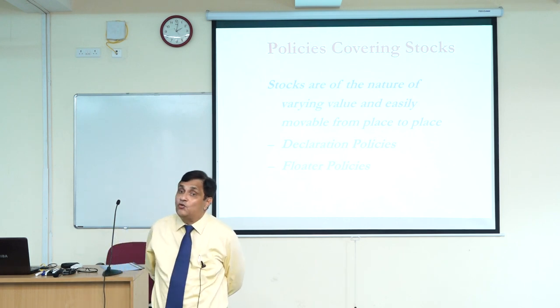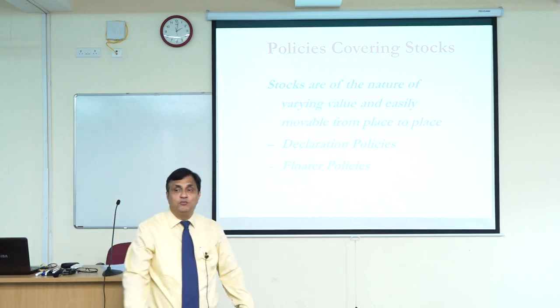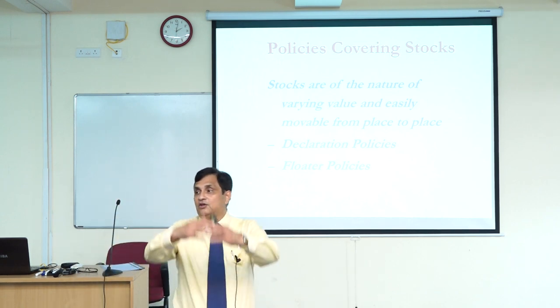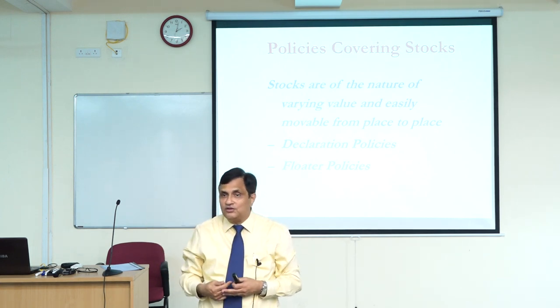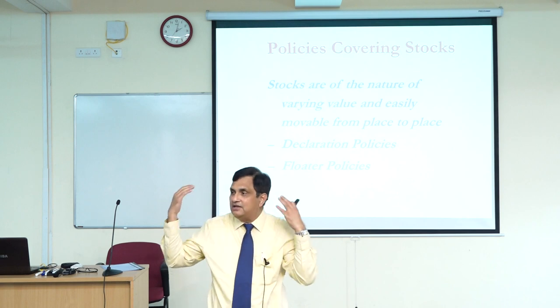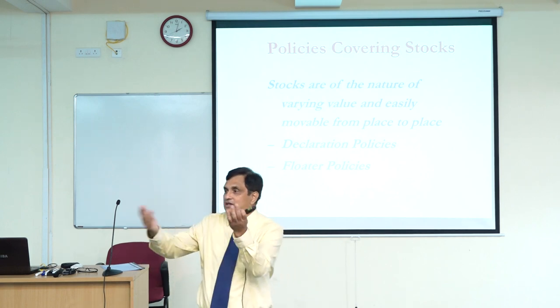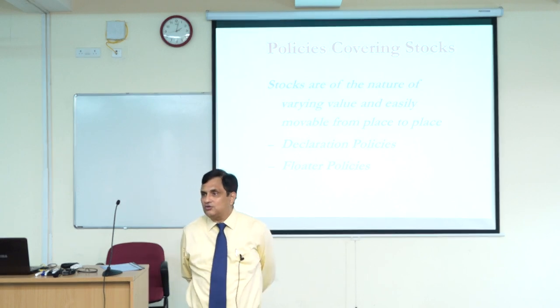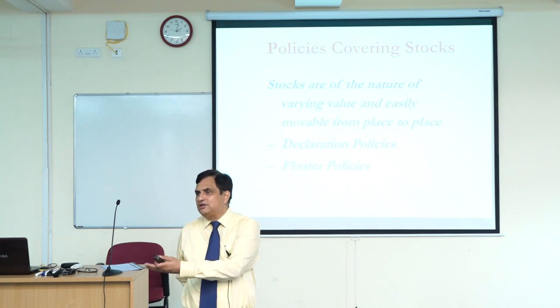But when you give a floater facility, you are allowing him that leeway that he doesn't need to give me sum insured of every location. He can give me the total sum insured of all the locations put together and the addresses of each of the locations. Then I will be covering it as if the entire thing has been covered. So that his stocks can keep on varying from one location to other location. It's only for stocks, right? It's only for stocks. Because building and machinery, you will not have this problem.